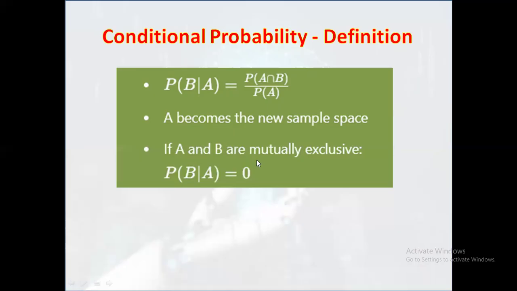If A and B are mutually exclusive, what is the meaning of this? Mutually exclusive means they cannot occur simultaneously. Then the conditional probability of A given B is 0, since the intersection of A and B is an empty set. Next, this is the conditional probability.